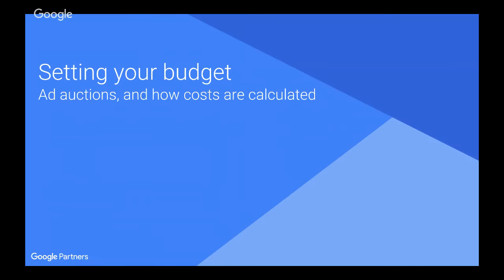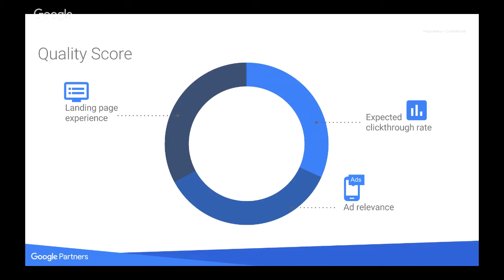Now that we know how to write a good ad, how about how much do I bid on the ad? How do I set my budget? How is my cost calculated? Essentially, how much do I pay Google? Before I get into how much you pay Google, let me tell you how it's determined, how your bid or how much you pay is determined.